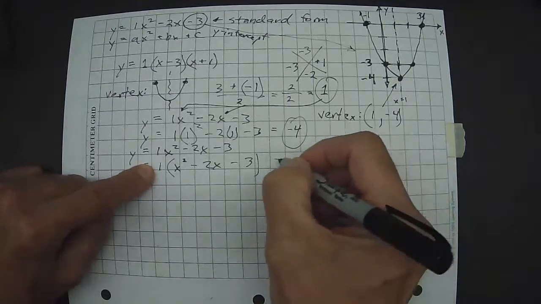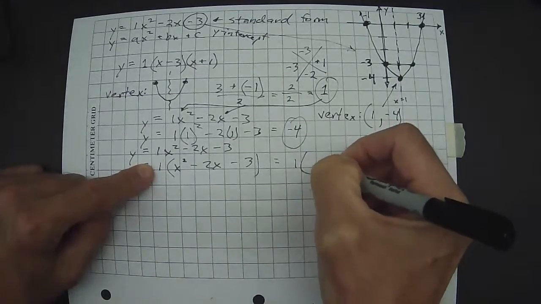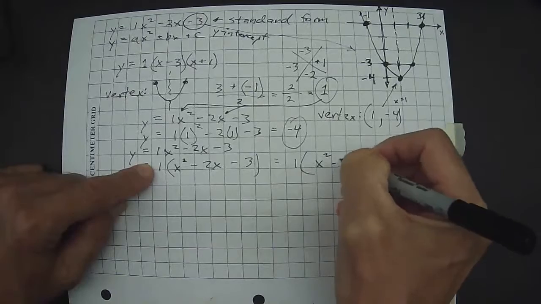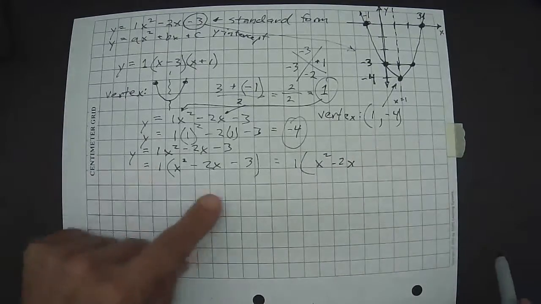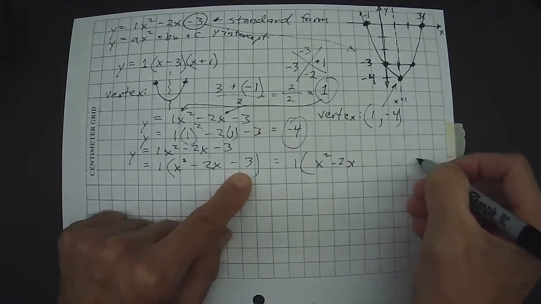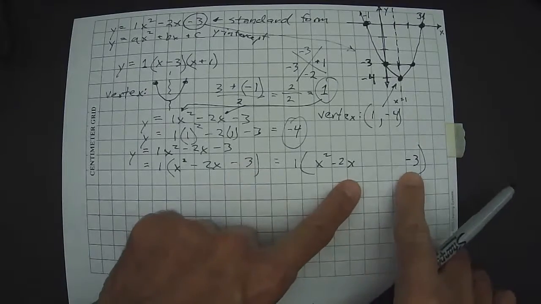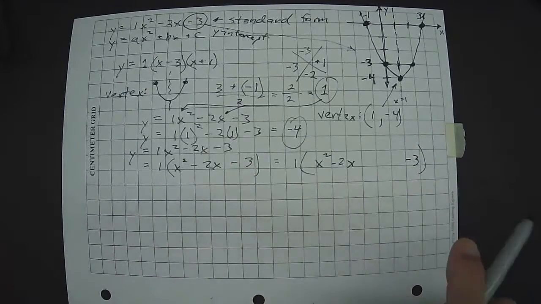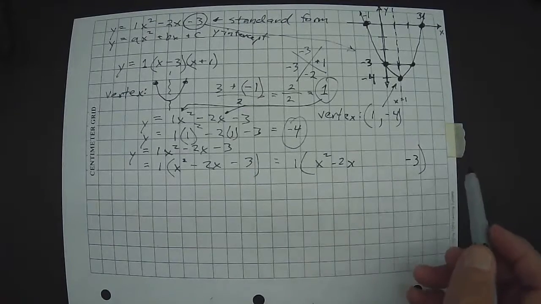So now what I have is I've got 1 times x squared minus 2x, and then I'm going to leave a space here. I'm going to put my minus 3 over here. So this is the same equation. I just have spaced it out a little bit. I've left a little blank there.